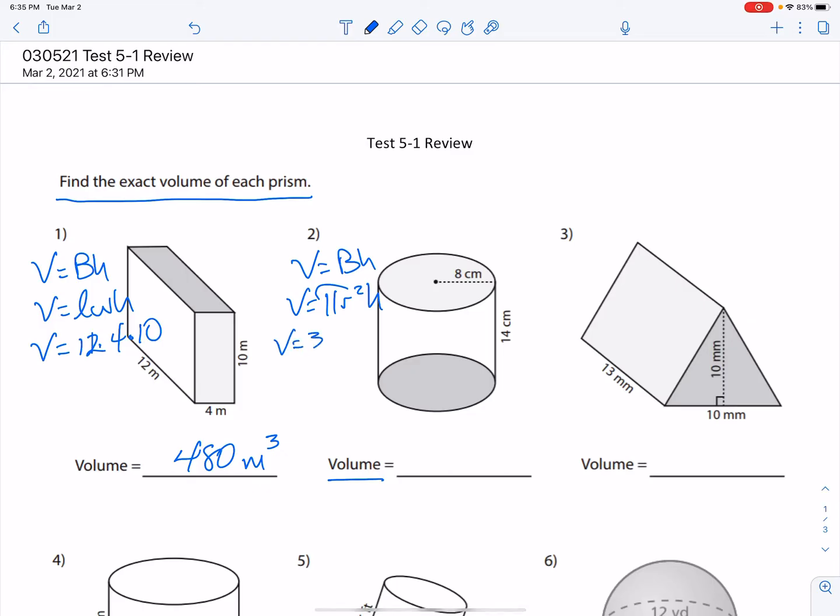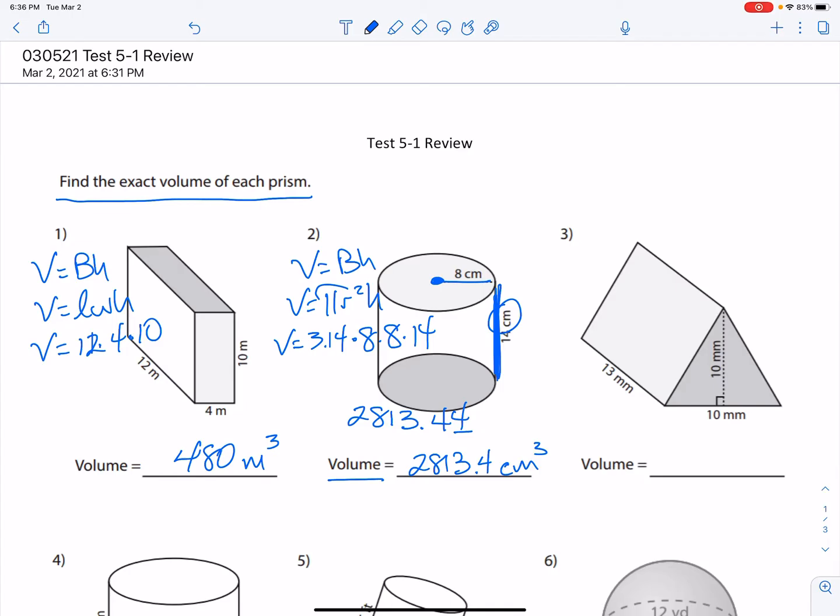So volume is equal to 3.14, because that's what we're using for pi, times the radius squared. We know the radius is the distance from the center to the circle, and I was given a radius here. So that's going to be 8 squared times the distance between the two bases, which is 14. We multiply that together, and you end up with 2,813.44. But since I'm having you round to the nearest tenth, we look at the hundredths place. If that number is 5 or more, you make the 4 one more. It's not, so our answer is 2,813.4, and our label is centimeters cubed.